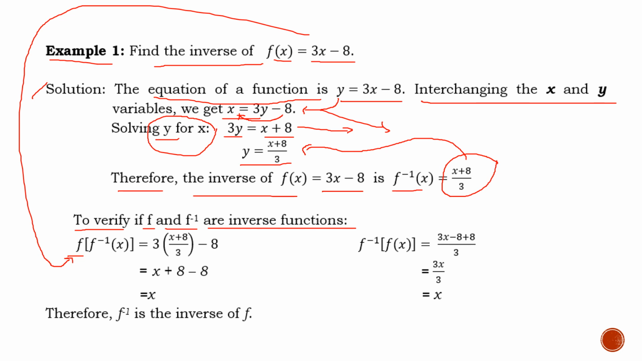So your original function is 3x minus 8. As you can see here, we copy the 3. X will be replaced using the value of your inverse function, which is x plus 8 over 3, minus 8. So 3 multiplied by x plus 8 over 3, the 3 will be cancelled out.